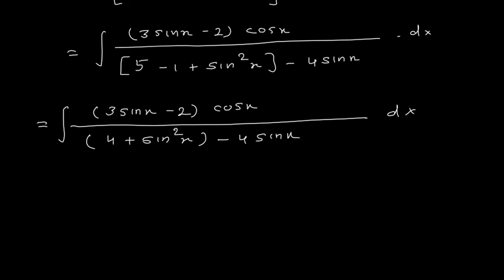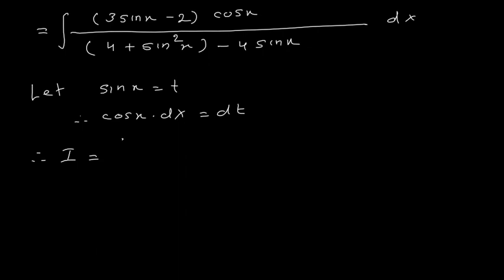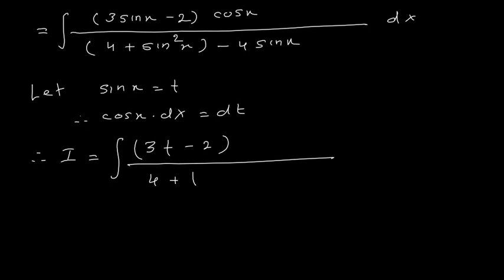So let us put sin x equal to t. Therefore cos x into dx will become dt. Therefore our integration I is the integration of 3t minus 2, since cos x dx becomes dt, upon 4 plus t square minus 4t into dt.